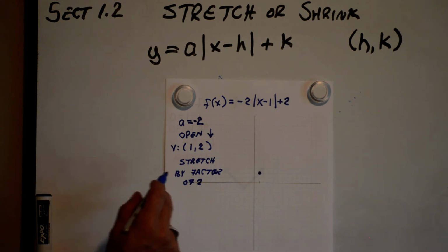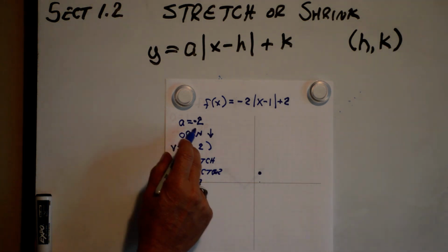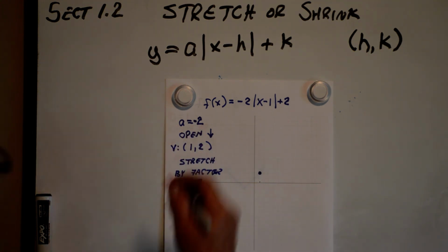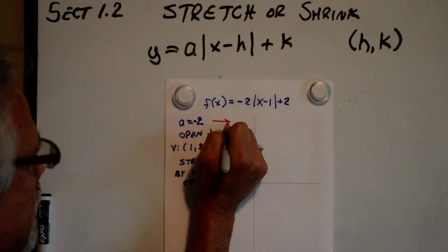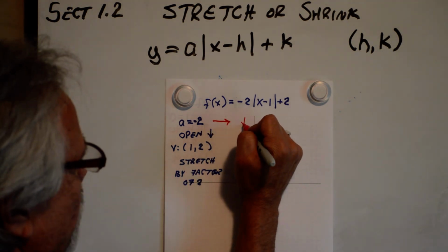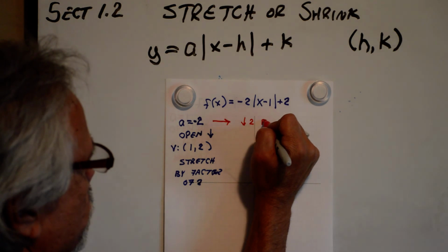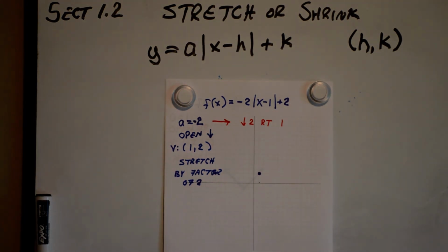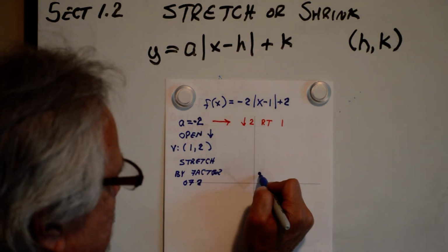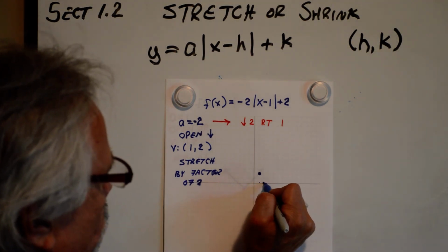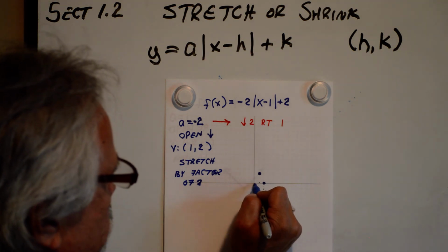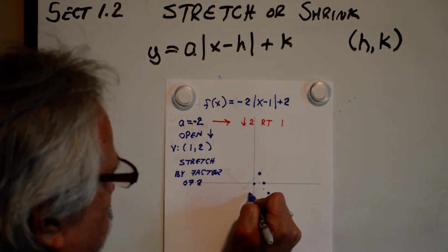Okay? We also said that that negative tells me it's going to open downward. This is basically our slope. So from here, we know that this guy is going to be down 2 and to the right 1, just like the slope of a line. So from here I go down 2 and over 1, and on the other side, down 2 over 1, down 2 over 1.